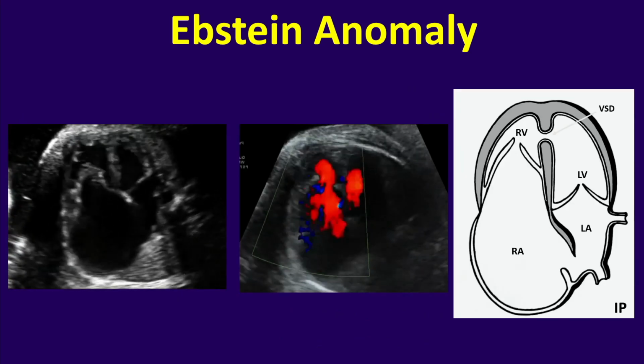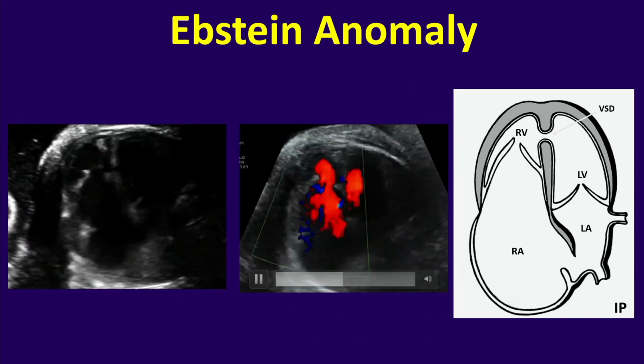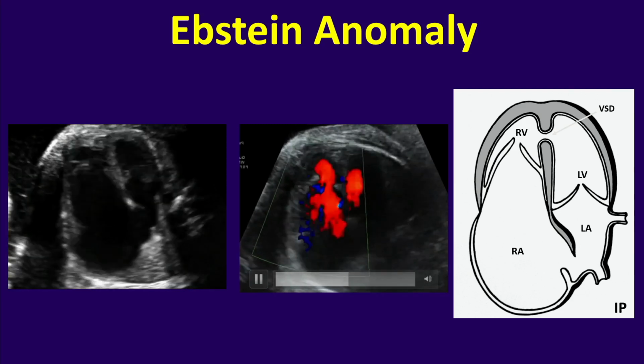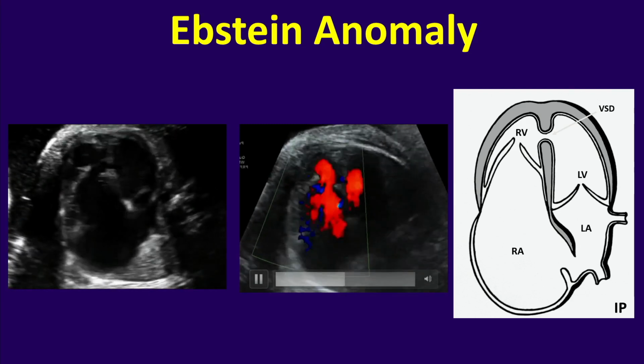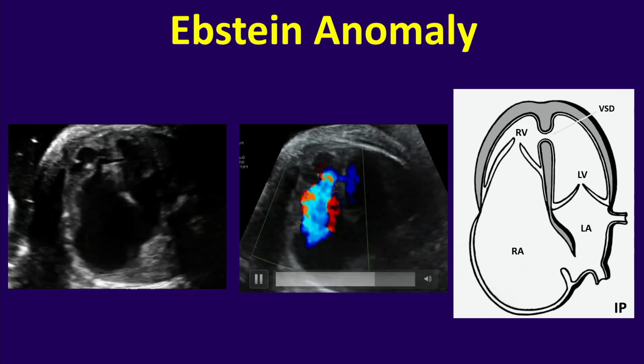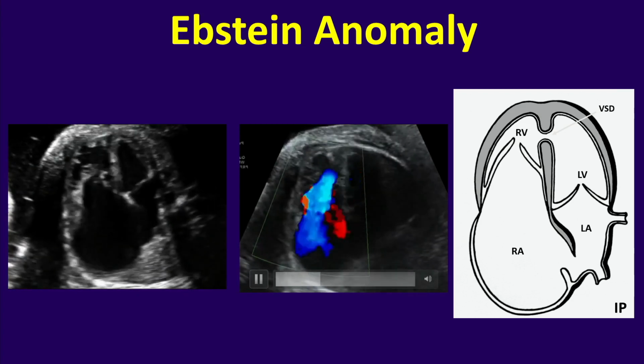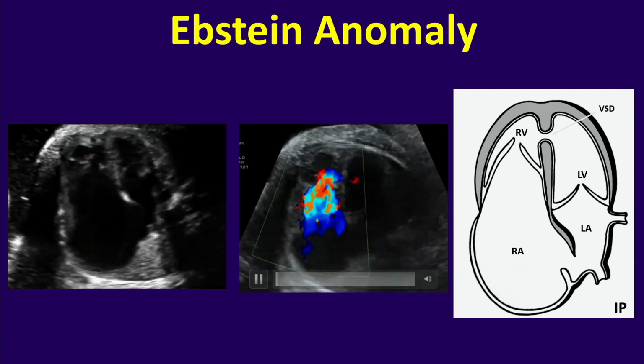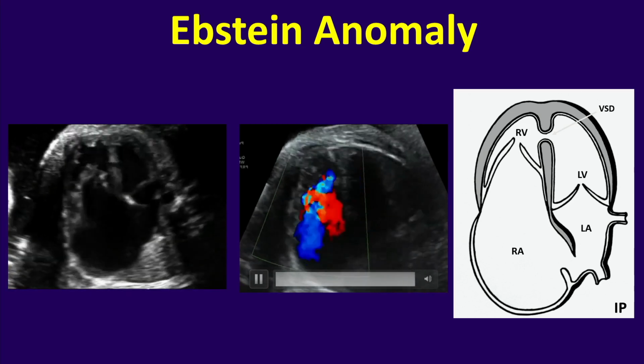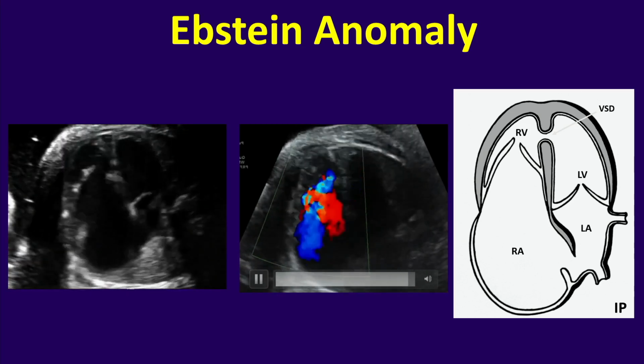So let's take a look at this heart once again and apply color Doppler. What the color Doppler can highlight for us is that the jet of the tricuspid regurgitation starts pretty deep in the ventricle. So this pretty much indicates that the posterior leaflet is very much displaced towards the apex.